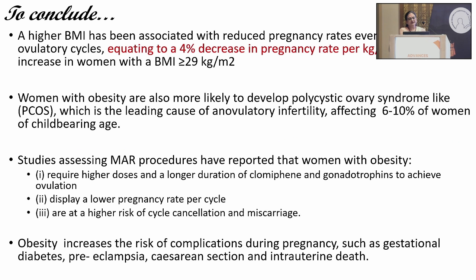And so to conclude, higher BMI is associated with reduced pregnancy rate even in women with ovulatory cycles, equating to a 4% decrease in pregnancy rate per unit of BMI. Women with obesity are also likely to develop hyperandrogenism and irregular cycles, so a PCOS-like syndrome.